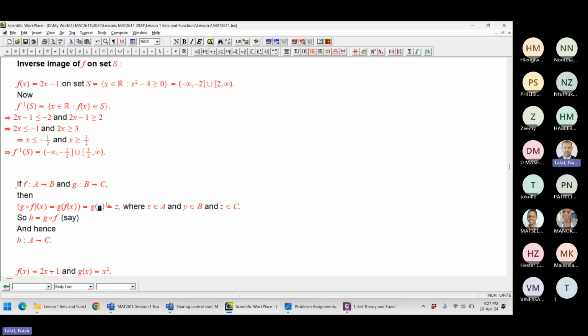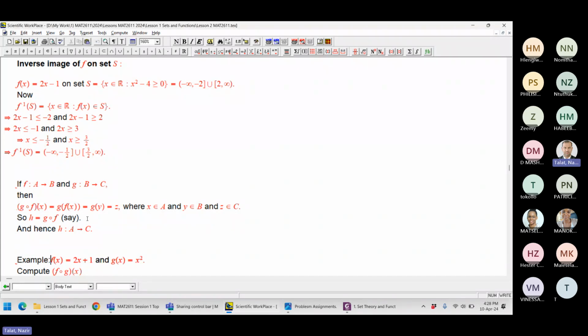Now, g of y is equal to some z, where z is coming from the set C, because if we apply g on an element of B, we will get an element of set C. Hence this h is basically equal to g o f. We say it in this way, and hence h is a function from A to C.